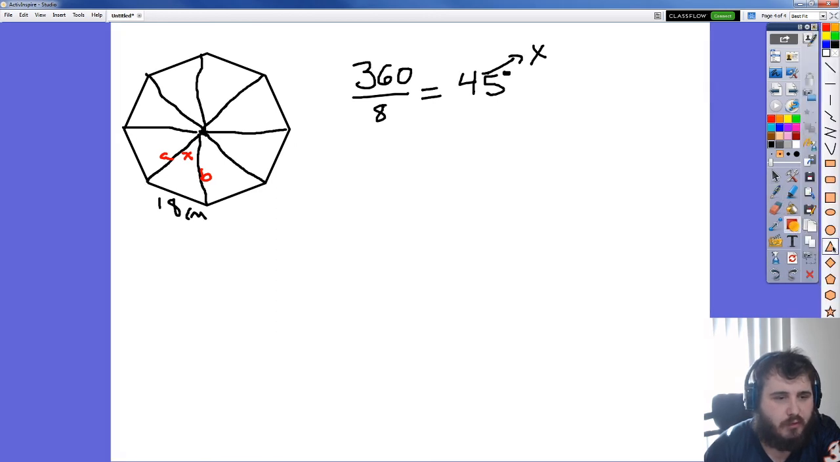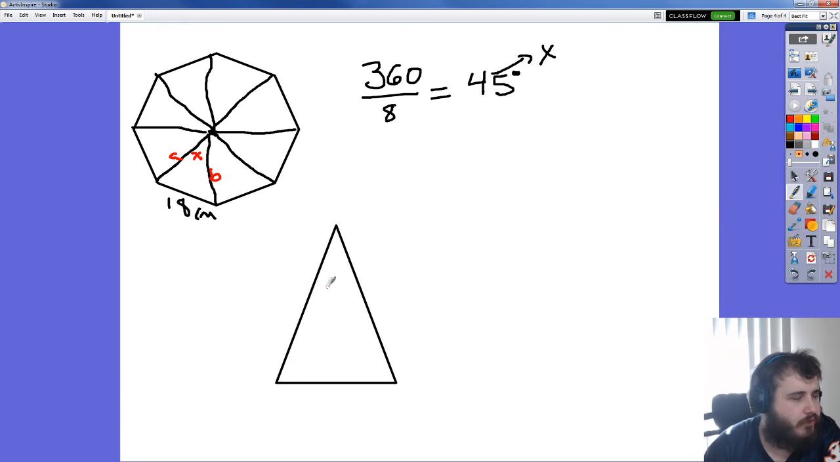Let's see if I can make a triangle so it doesn't look so ugly. So here's what we have. This whole thing is 45, right? And we want to find the radius of the octagon so that we can just put it up into our 1/2 AB sine x and be done.